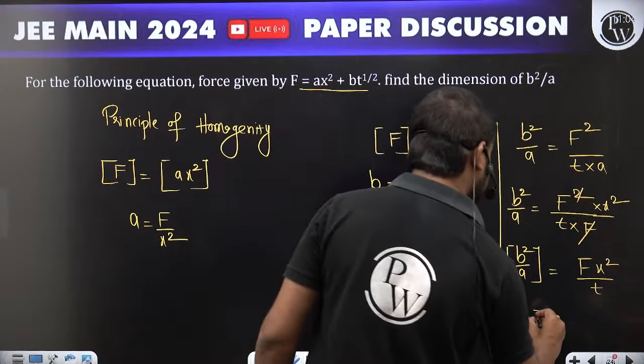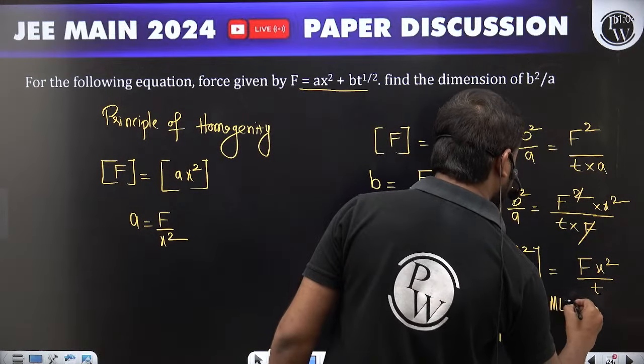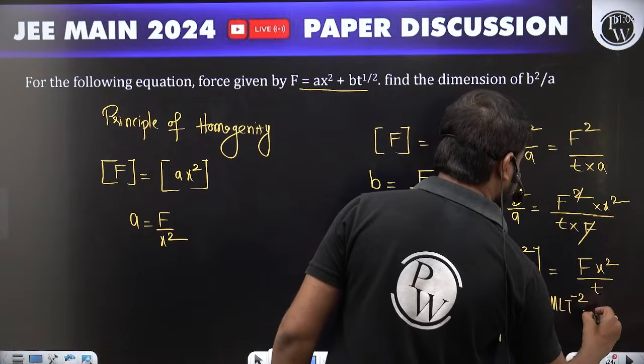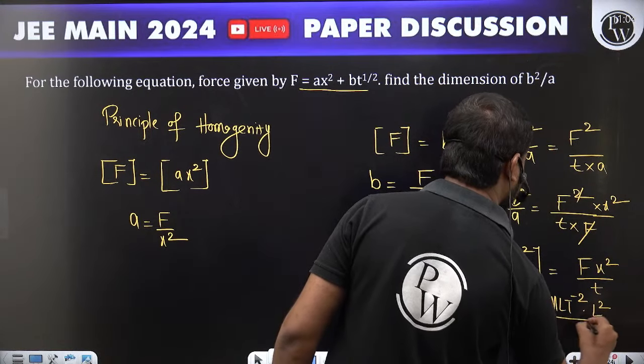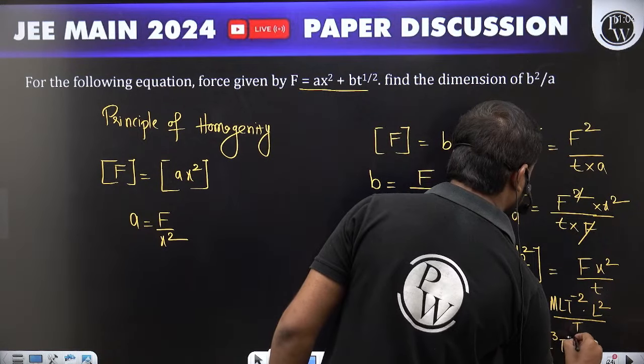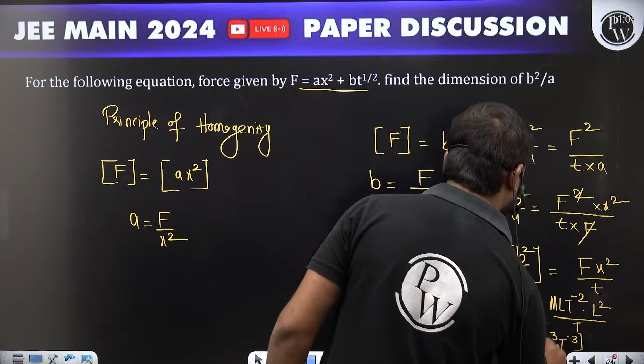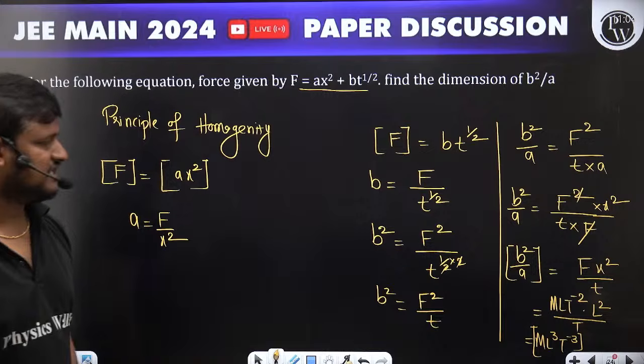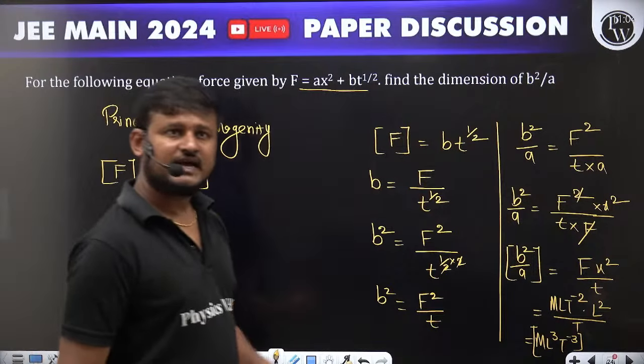So you know that the force is m l t to the power minus 2 into x square, which is l square by t. So this becomes m l cube t to the power minus 3. M l cube t to the power minus 3 is the correct answer. Done.